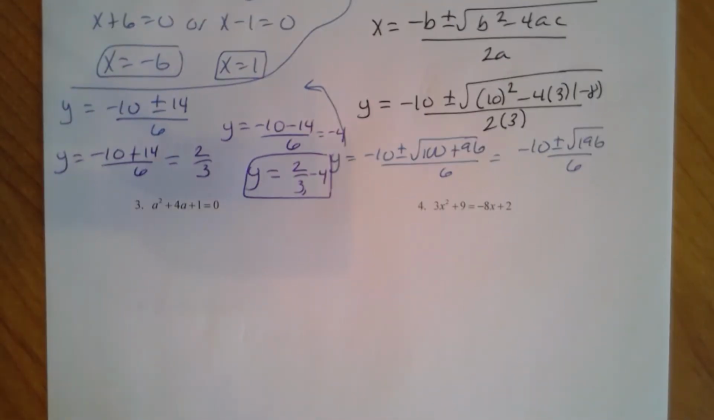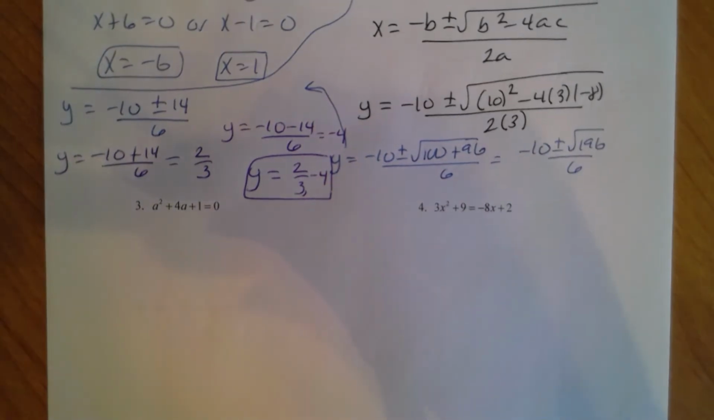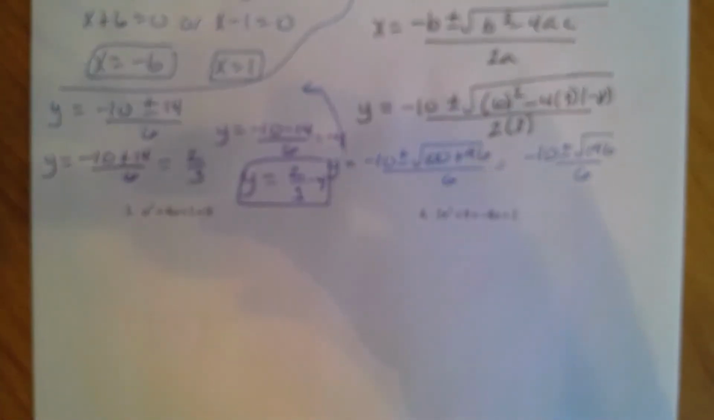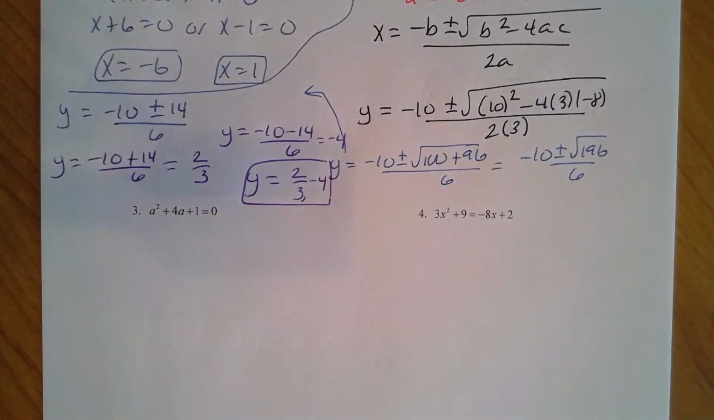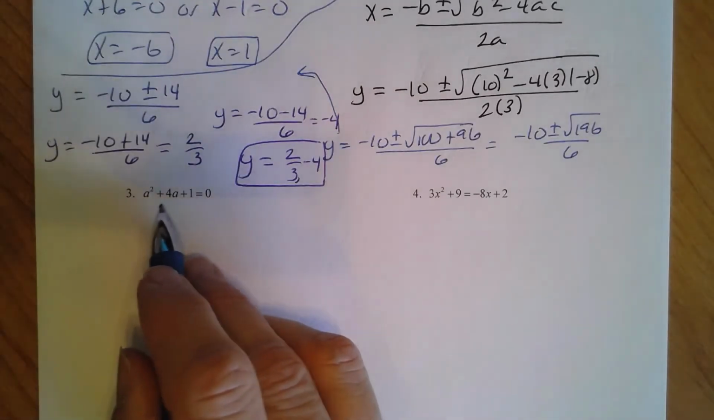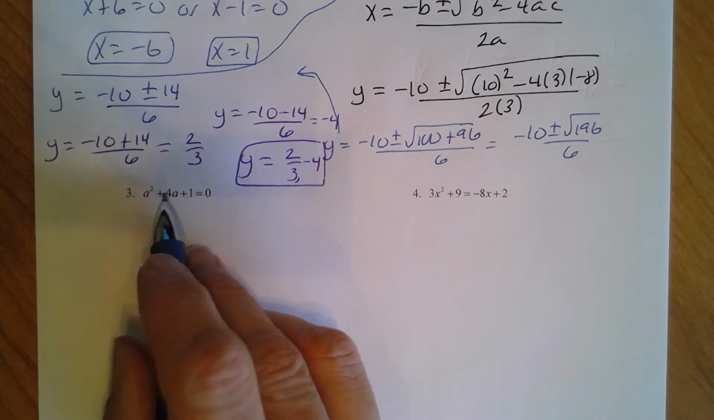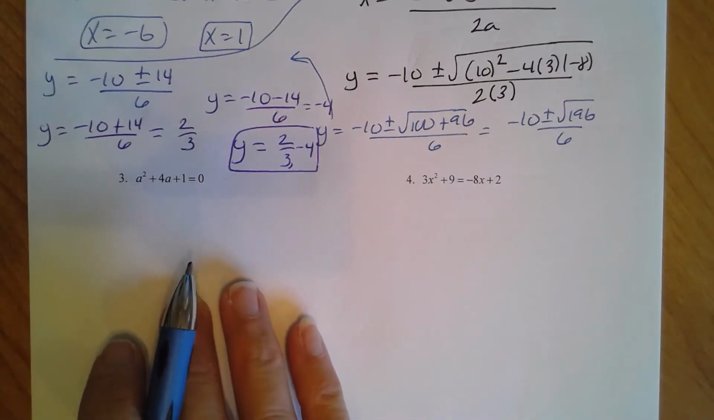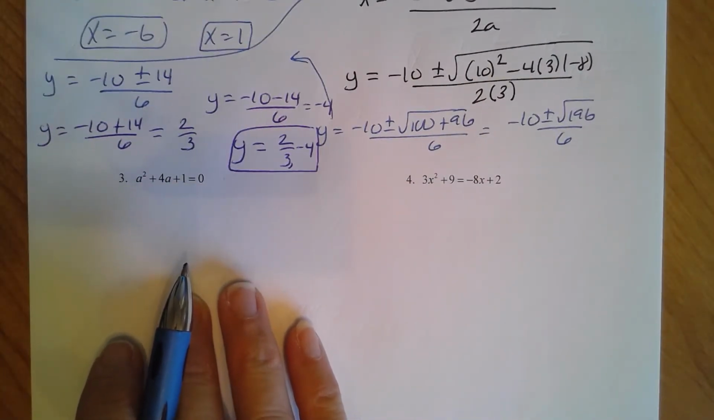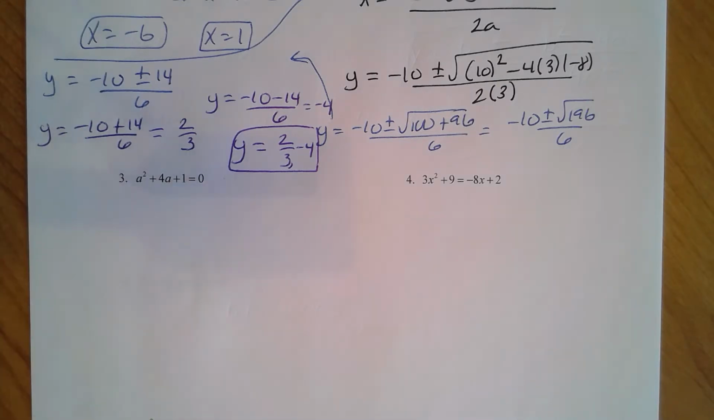All right, number 3, a squared plus 4a. Let me see if this can focus a little bit. All right, a squared plus 4a plus 1 equals 0. If we try and factor it, there are no factors of 1 that add up to 4. So your factoring is out. You could try completing the square if you want, but you can't do the square root property. However, we could do the quadratic formula.